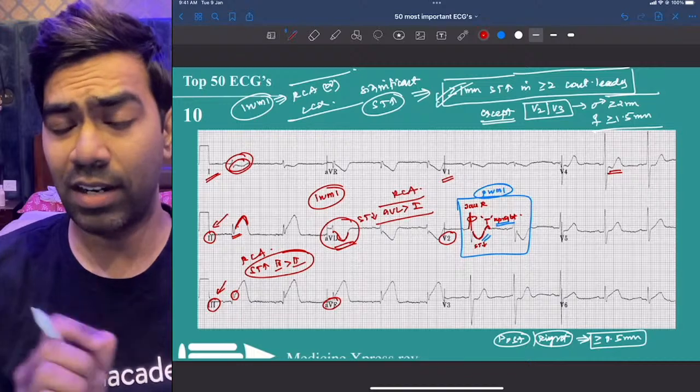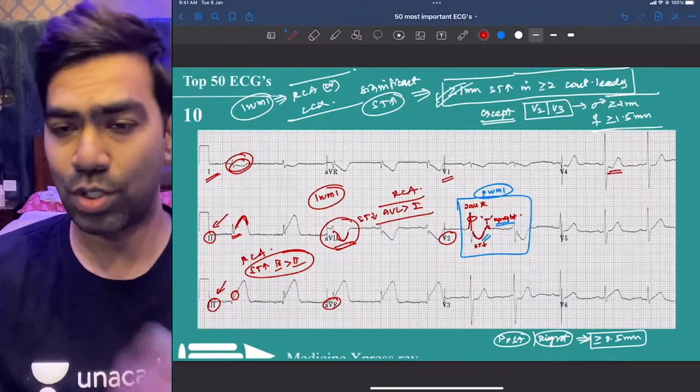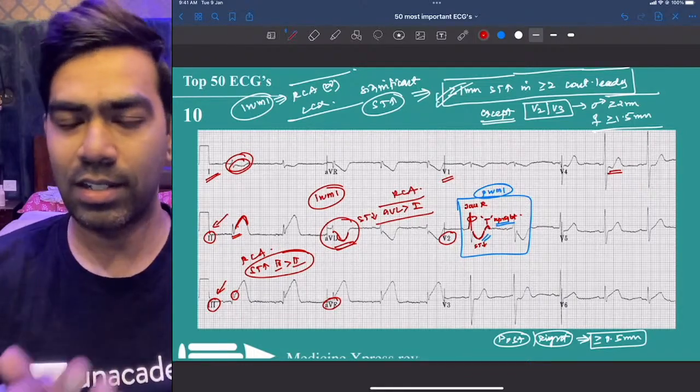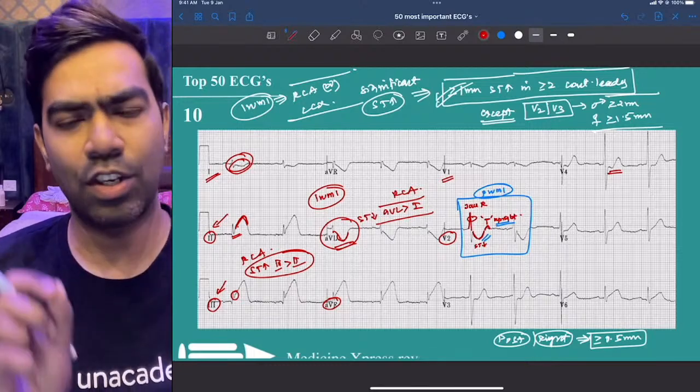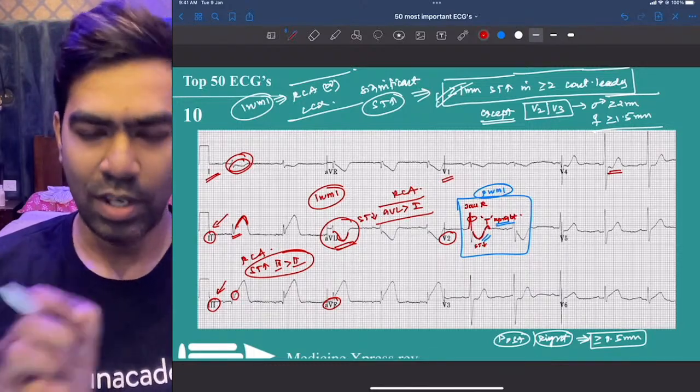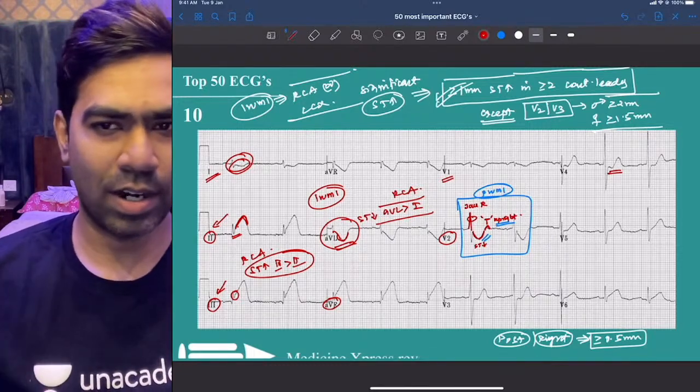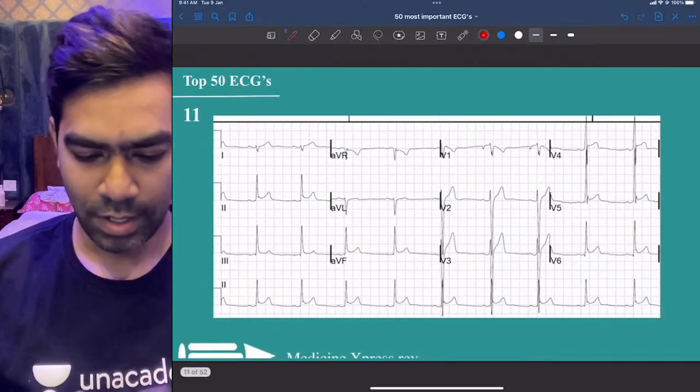But the gold standard way to find out right ventricular MI or posterior MI is going to be the right-sided leads and the posterior leads respectively, but still your standard 12 lead EKG itself will give you some idea about whether the patient is having an associated RVMI or posterior MI or not.